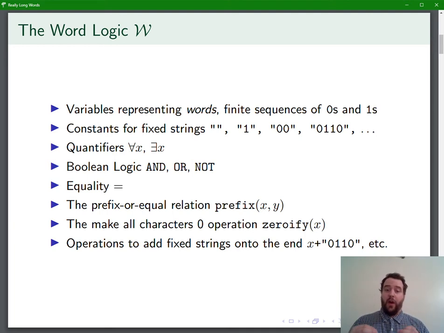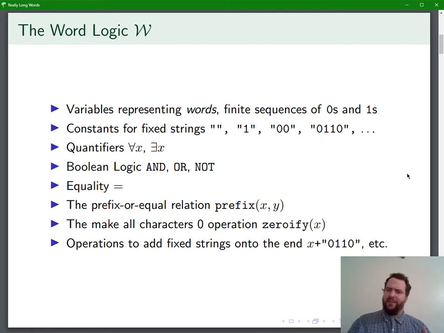The idea here is that we're talking about words, and to a mathematician, a word is a finite sequence of letters, and letters just come from some sort of finite alphabet. In this case, we're just going to have two letters: 0 and 1. So when I talk about words, I'm talking about finite sequences of zeros and ones. And the structure that we're looking at is the set of all words with a prefix-or-equal relation. I'm going to denote this as prefix(x, y) to indicate that x is a prefix of y.